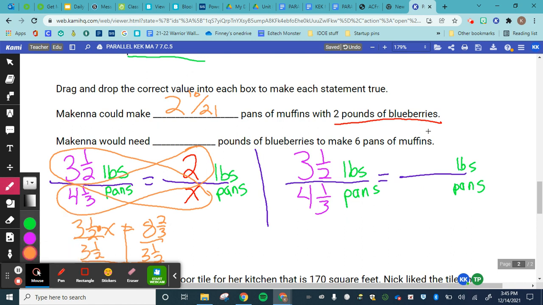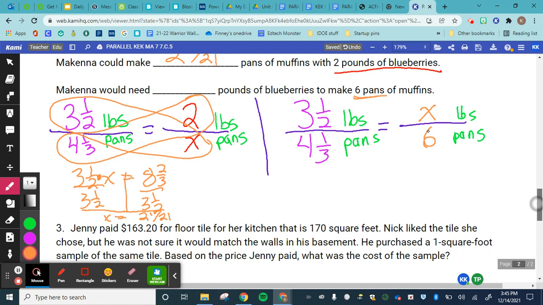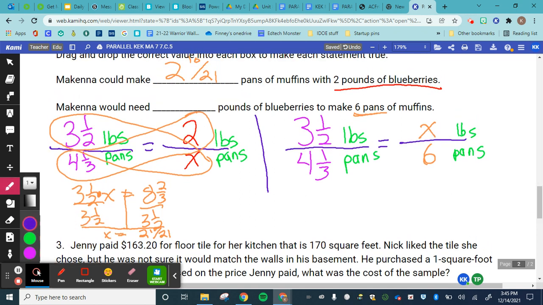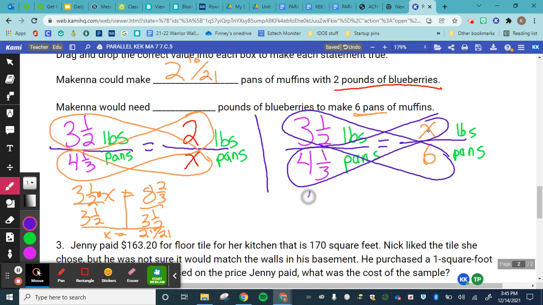McKenna would need how many pounds of blueberries for 6 pans of muffins? So pans, my label is in the denominator. So I'll put the 6 on the bottom. And my variable X is pounds because I'm looking for pounds. Then once again, we'll cross multiply. So I will get 4 1/3 times X is 4 1/3 X. And 3 1/2 times 6 is 21.